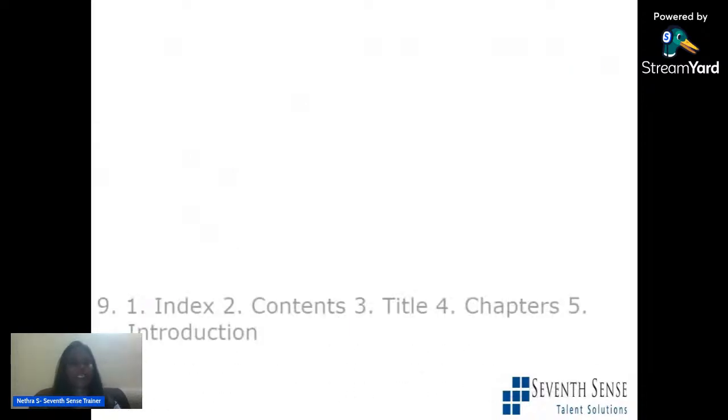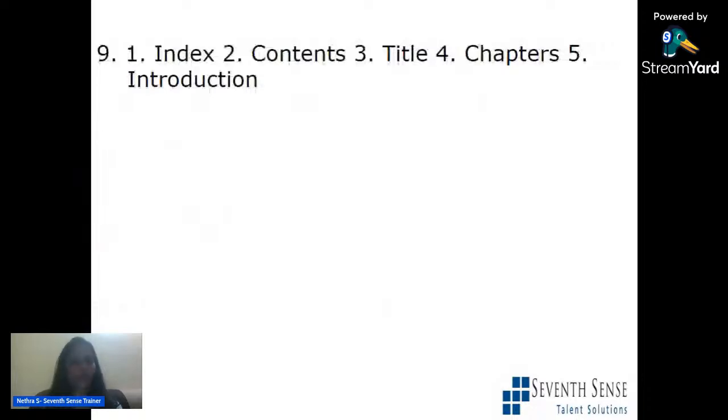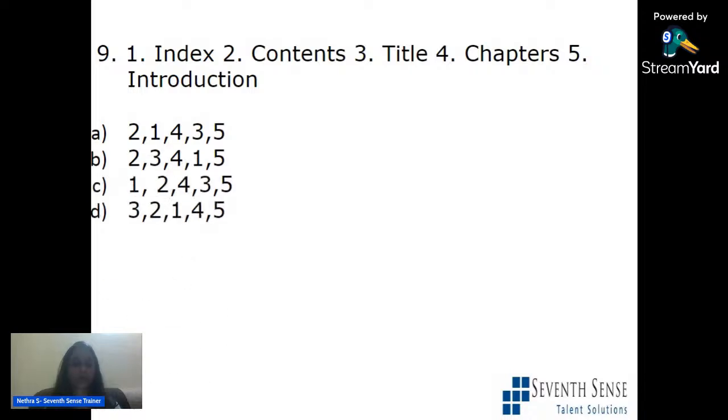So the next question, ninth one. Arrange it in a proper sequence. The words are: first one is index, second one is contents, third one is title, fourth one is chapters, fifth one is introduction. And here are your options. So read the question carefully, analyze it and answer.